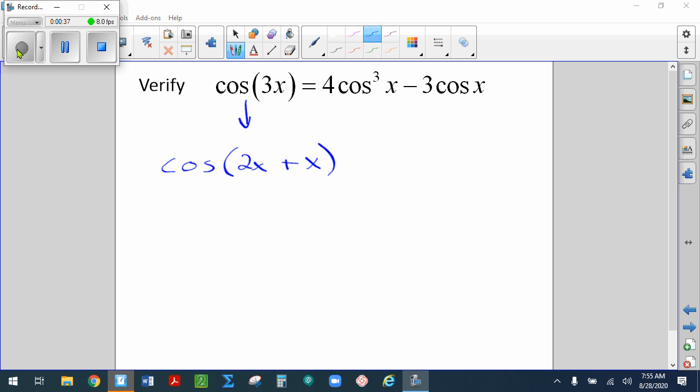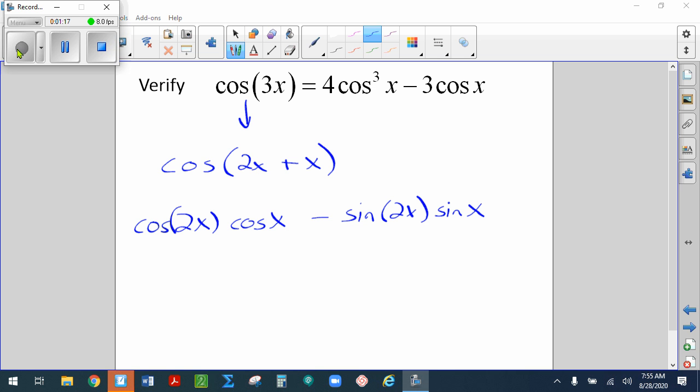So then we're going to use our cosine sum identity, which means we're going to take the cosine of the first angle times the sine of the second minus the cosine, that's not right. Cosine identity: cosine is cosine cosine minus sine sine. So cosine 2x cosine x minus sine 2x sine x. All right, so not really 4 cosine cubed x, but minus 3 cosine x.